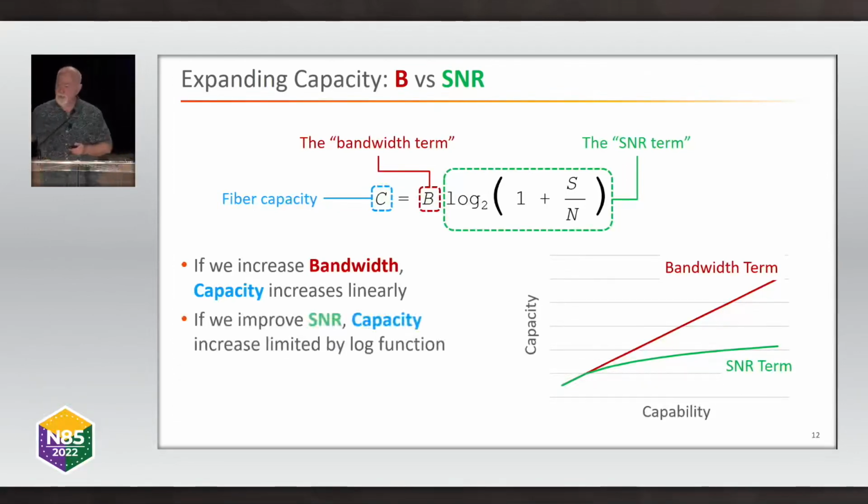If we improve the signal to noise ratio term, we are trapped inside a logarithm. And so we start to get a diminishing return as we improve the signal to noise ratio. And this is really where we're at in terms of things like transponder development today. We're starting to approach that limit.